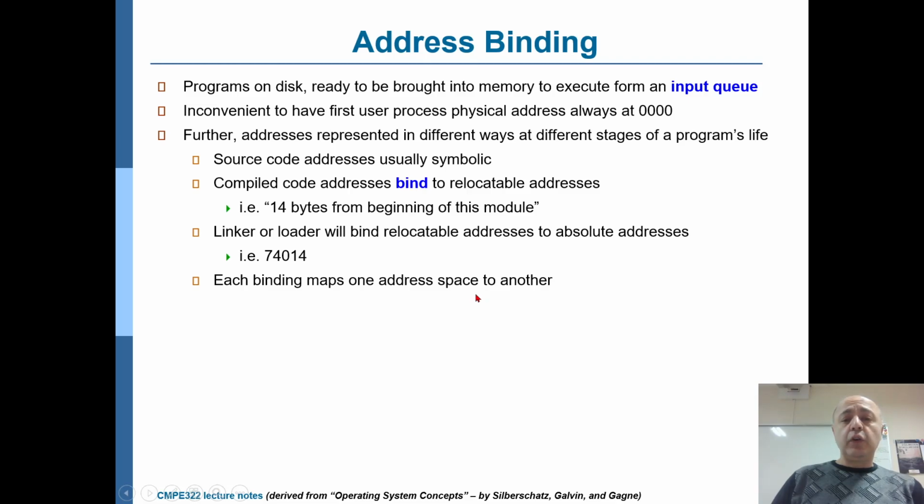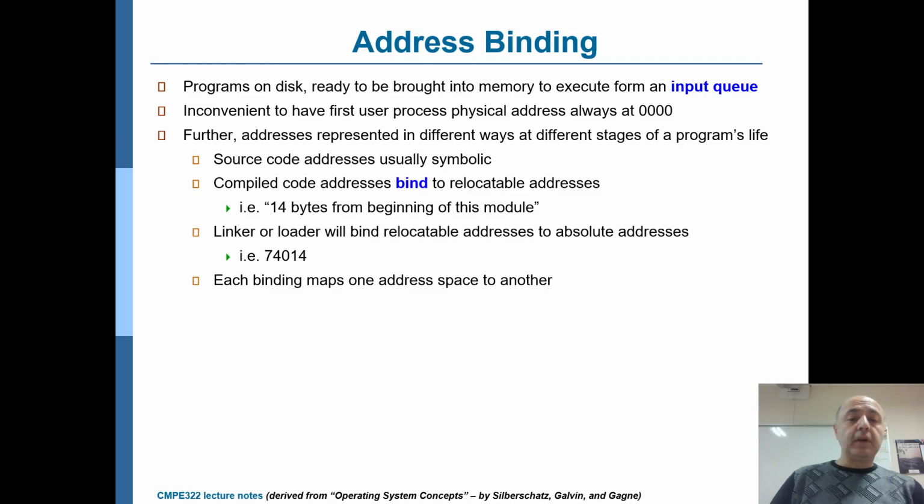The linker or the loader will bind this relocatable address to absolute addresses. The absolute address is what we call the physical address. So that is the real address the memory management unit is expecting. Because as I said earlier, from the physical address, it is capable of finding the correct chip which contains that byte in the memory, and then the rest of the address is used for finding the correct row in that chip to find the specific address.